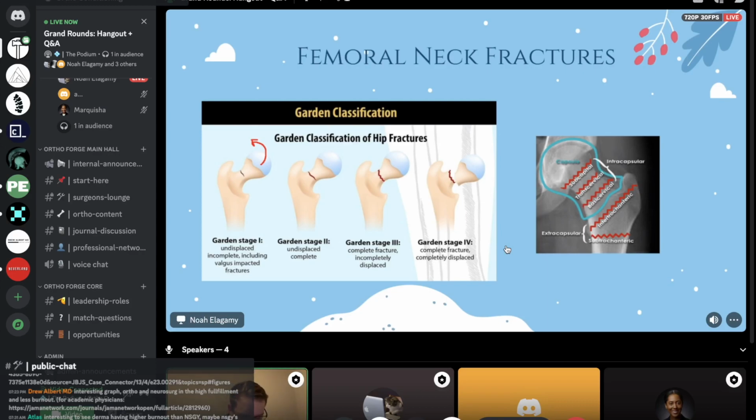So they tend to be quite stable because they've crunched in on themselves. Sometimes patients can even walk on valgus impacted femoral necks.